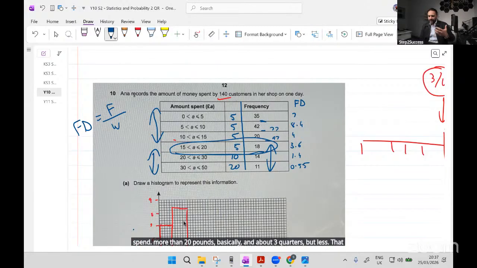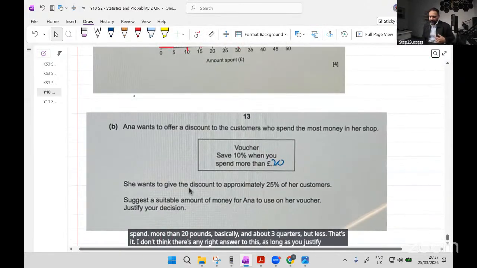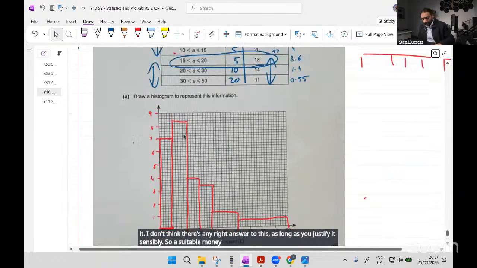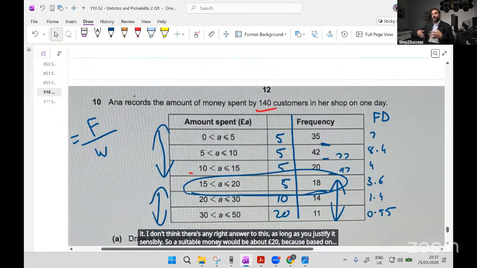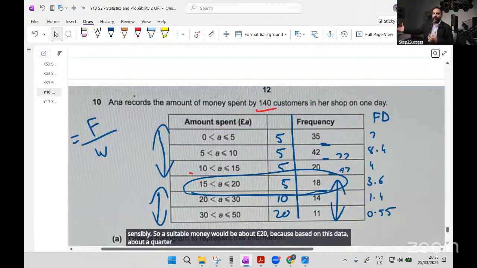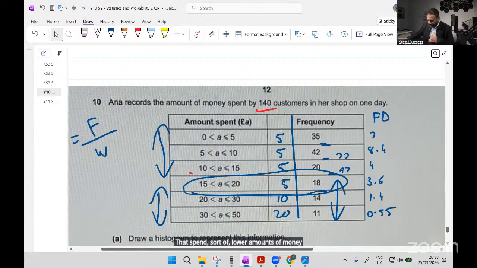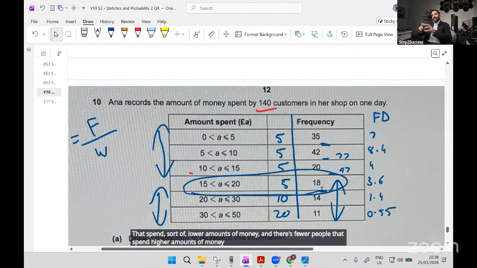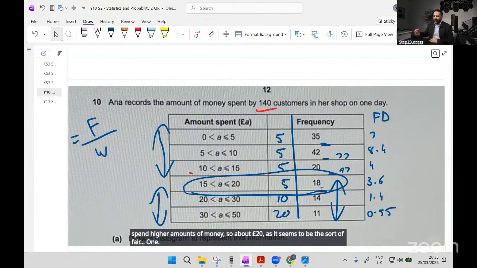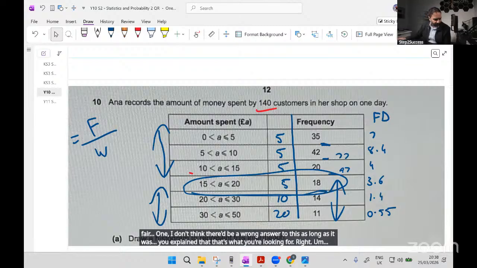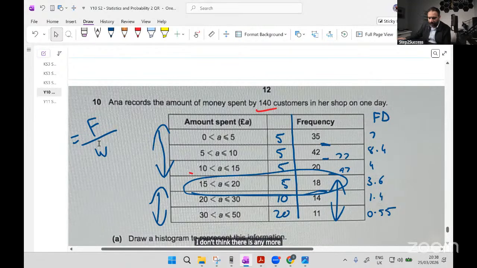That's it. I don't think there's any right answer to this as long as you justify it sensibly. So a suitable amount of money would be about £20 because based on this data, about a quarter of people spend more than £20 and about three quarters spend less. Look, there are a lot more people here that spend lower amounts of money, and fewer people that spend higher amounts of money. So about £20 seems to be a fair one. I don't think there'd be a wrong answer as long as you explained what you're looking for. Right. I don't think there is any more to do.